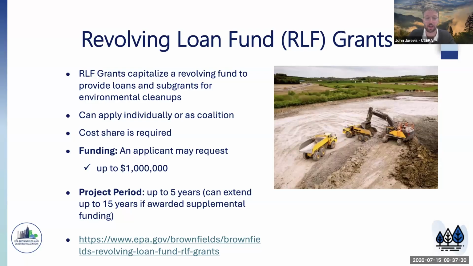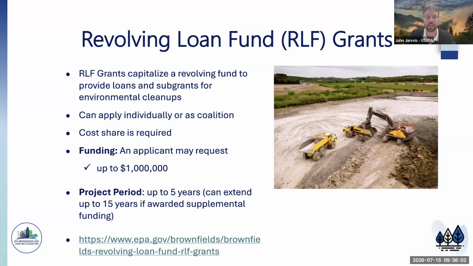So what they do is RLF grants capitalize a revolving loan fund to provide loans and subgrants for environmental cleanups. So the revolving happens as loans get paid back. That money can then be used to provide additional loans or provide subgrants. These can be applied for individually or as a coalition, but that does not change the funding amount like it does for assessment grants. There is a 20% cost share for these, just like the cleanup grants.